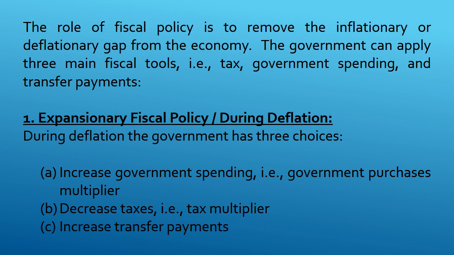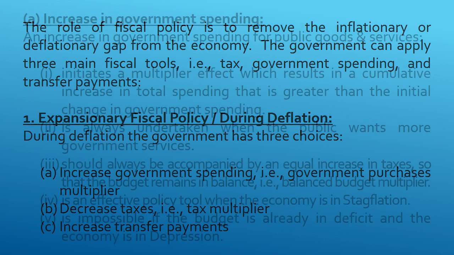The role of fiscal policy is to remove the inflationary or deflationary gap from the economy. The government can apply three main fiscal tools, that is, tax, government spending, and transfer payments. 1. Expansionary fiscal policy, or during deflation. During deflation the government has three choices. A. Increase government spending, that is, government purchases multiplier. B. Decrease taxes, that is, tax multiplier. C. Increase transfer payments.